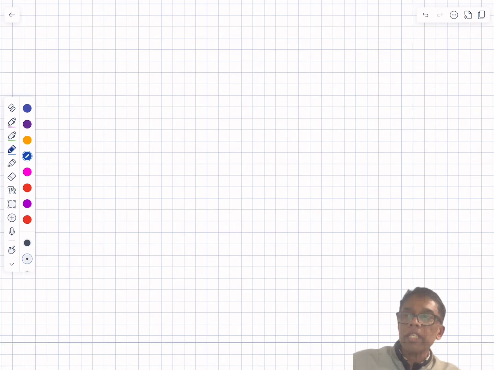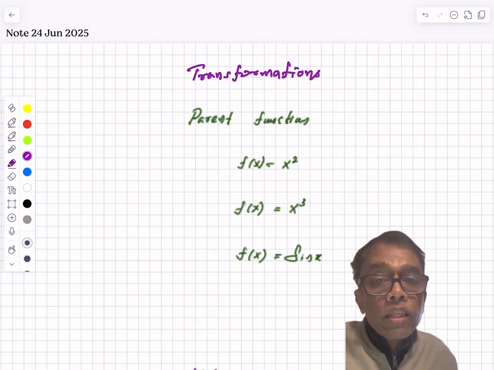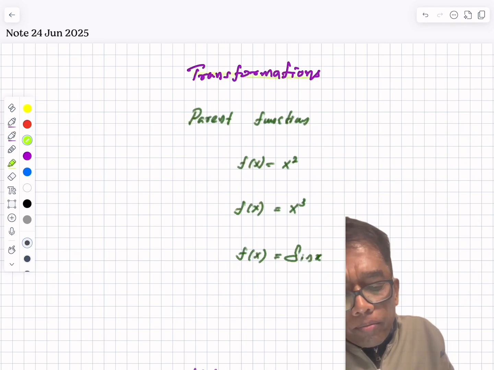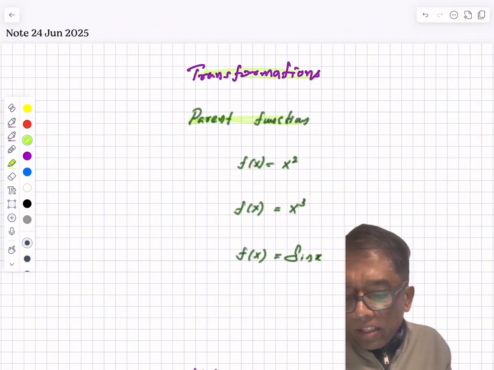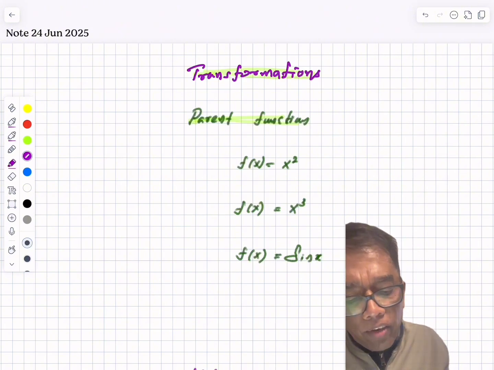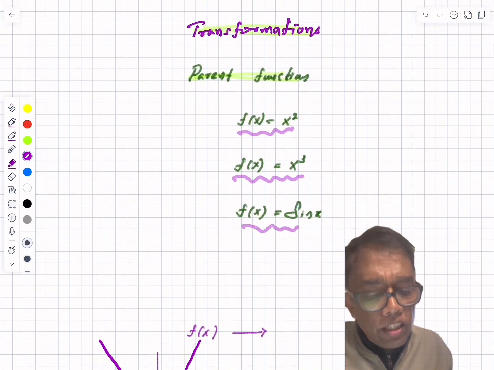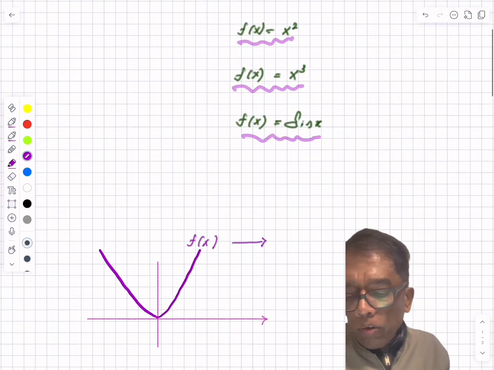Let's get into it. In Mathematical Methods or IB, we use a parent function as our starting point for the transformations. What is a parent function? It's a basic function. We can write it as either f(x) = x², f(x) = x³, f(x) = sin x, or whatever the logarithmic or the exponential basic functions.